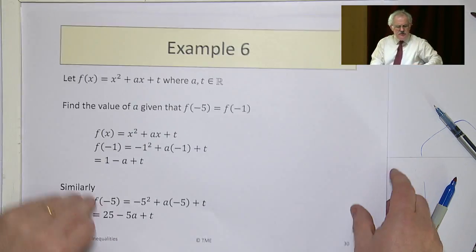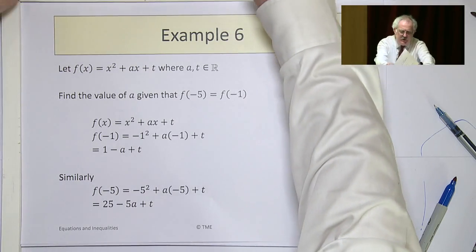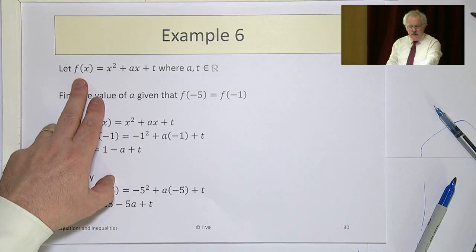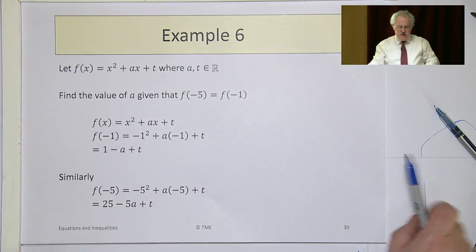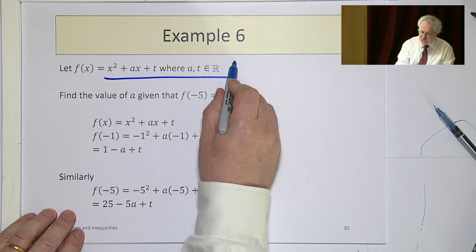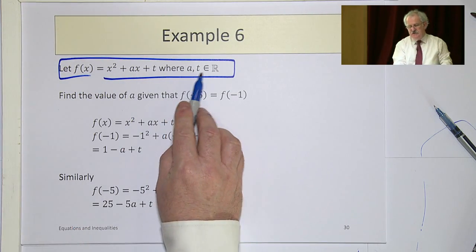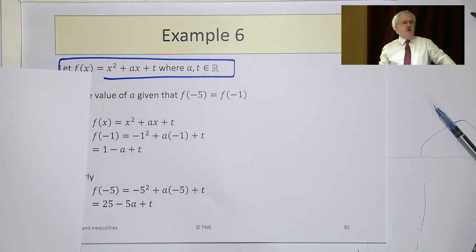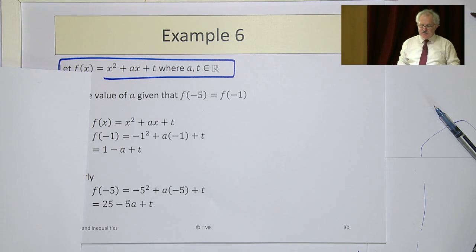Last example, I think, of this topic where they use the calculations on your course and they ask you to put things in. Let f of x be this equation here, where a, t are elements of R. R is the real number system. So we're talking about all the numbers like 1.3 and all the irrational numbers, but not the complex numbers, okay?